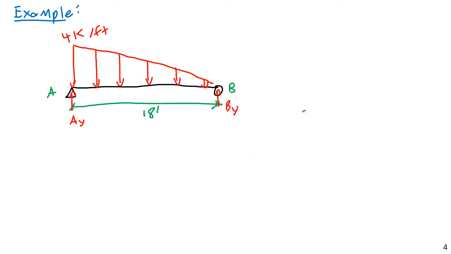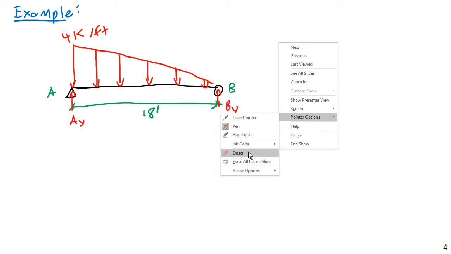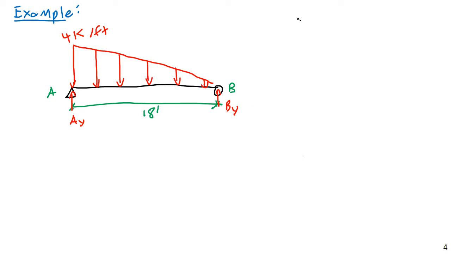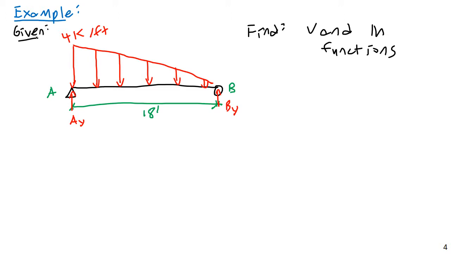All right, so first we'll go ahead and get the reactions, which saves a little time. I should also say the task is to find the V and M functions. What I would like for this beam is an expression for the shear and moment as a function of x. I'm given this load diagram and the dimensions of the beam and its support conditions, and I want to know the V and M functions. So, a solution.